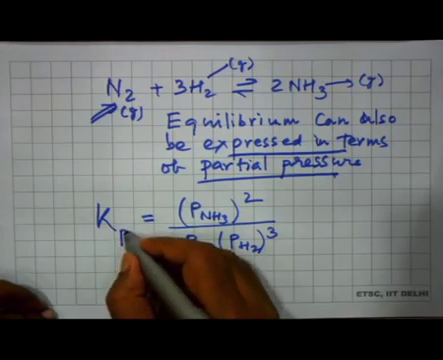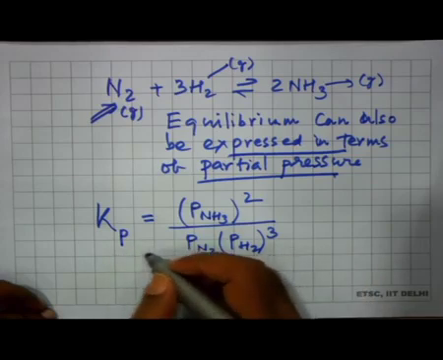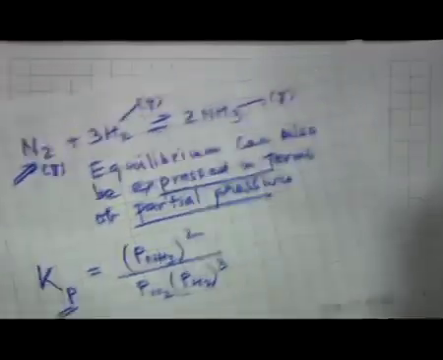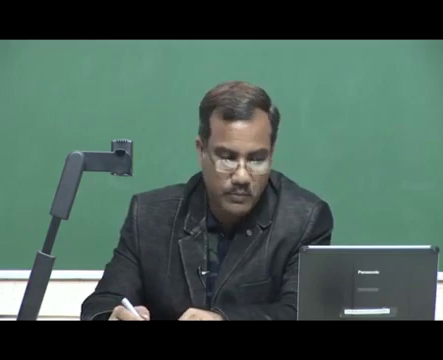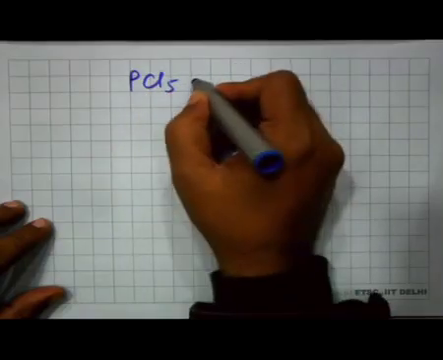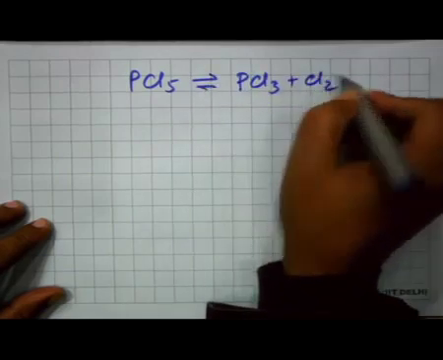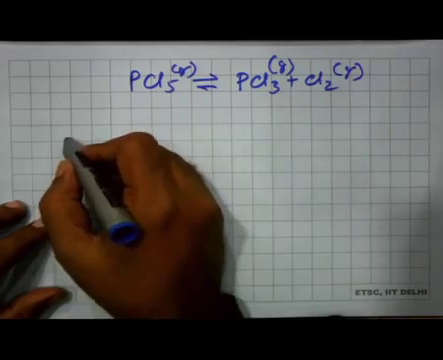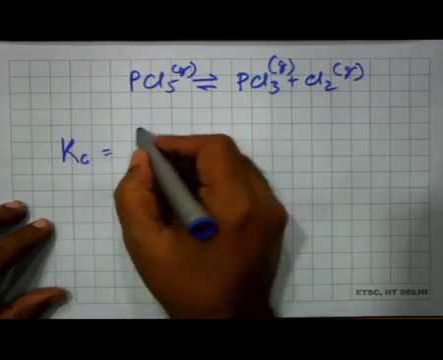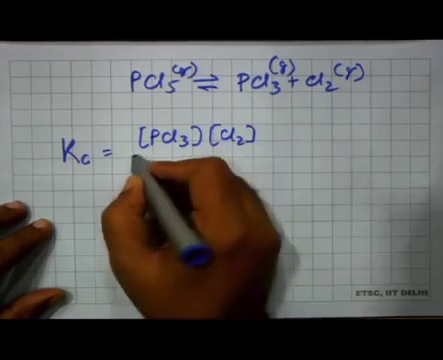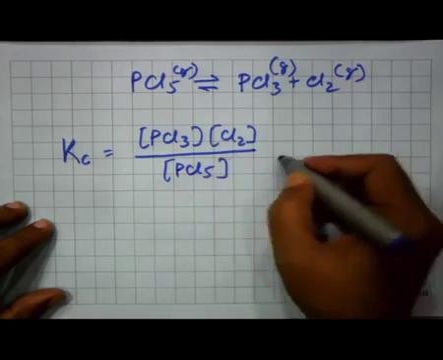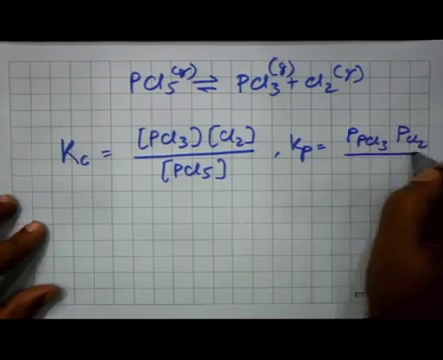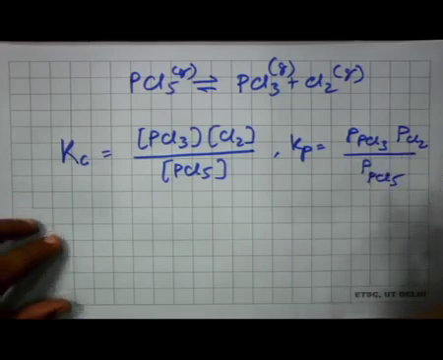and that K is called Kp. This is different from Kc. In Kc we use concentration, whereas in Kp we use partial pressure. So, for example, suppose we take PCl5 giving you PCl3 plus Cl2, again these are in gaseous form. So, we can express this equilibrium in two different terms, Kc and Kp. Kc is basically [PCl3][Cl2] divided by [PCl5], whereas Kp can be written as partial pressure of PCl3 into partial pressure of Cl2 divided by partial pressure of PCl5.